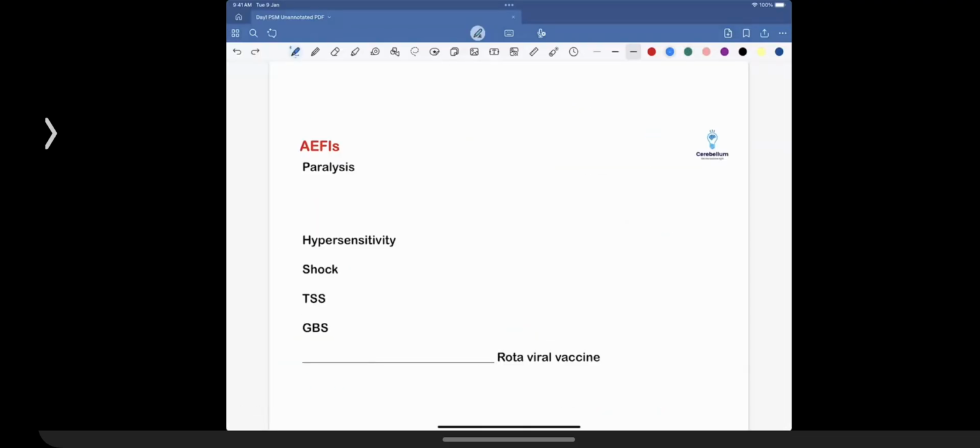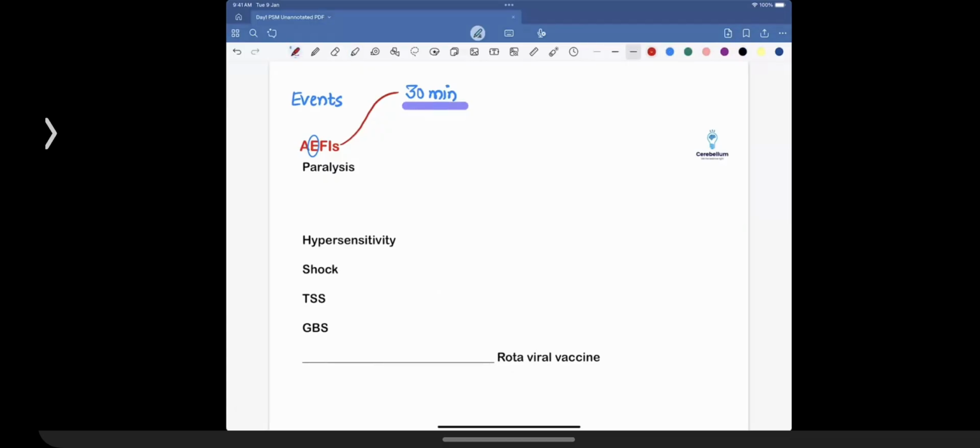What is E in AEFI? What is E in AEFI? It is not effect, this we discussed. Adverse, it's not effect, it is events. Adverse events. National Board is very fond of abbreviation questions. Adverse events following immunization. And what is generally the observation period? Yes, it is 30 minutes for all the vaccines in India.